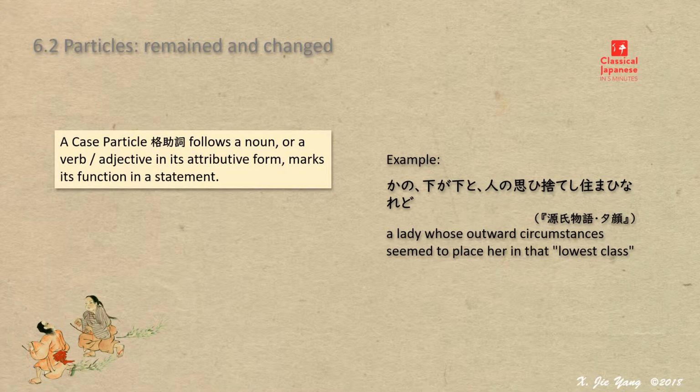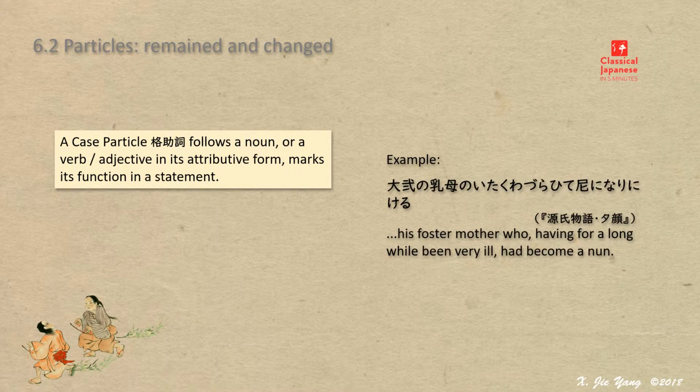Particle ga is among the group of case particles. Along with a number of other meanings, the basic meaning of ga is to indicate ownership, the center meaning of no in modern Japanese. The example here: himo ga himo, lowest class.